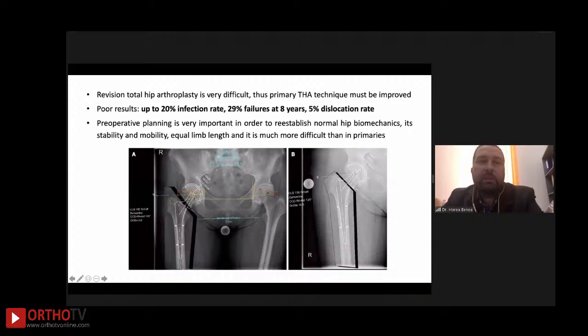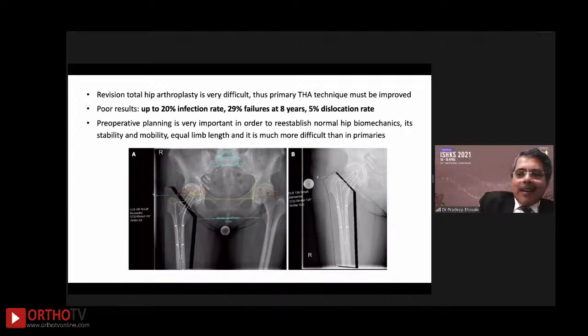So revision total hip arthroplasty, being very difficult, can lead to poor results. The literature estimates up to 20% infection rate, 29% failures at 8 years, and 5% dislocation rate.